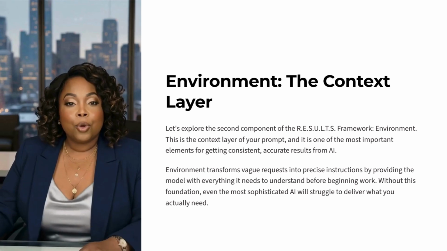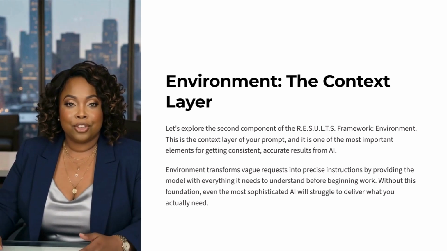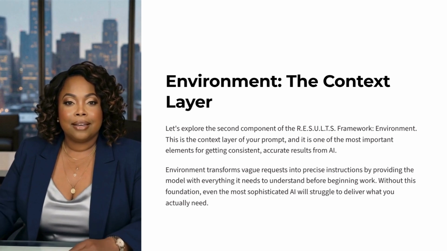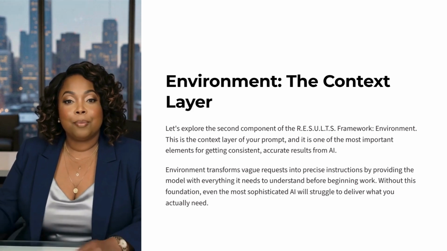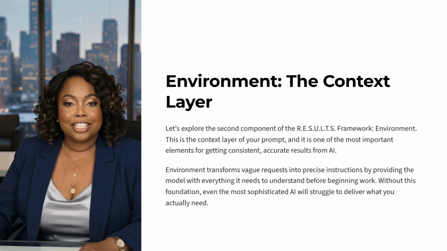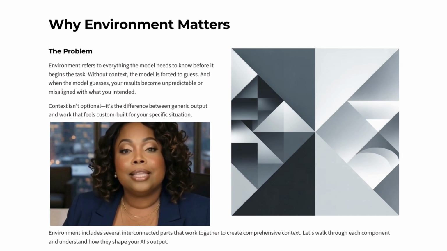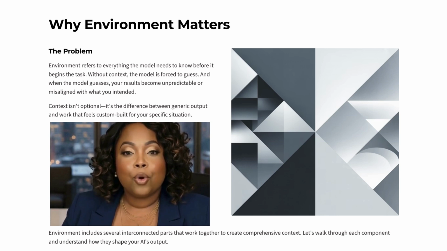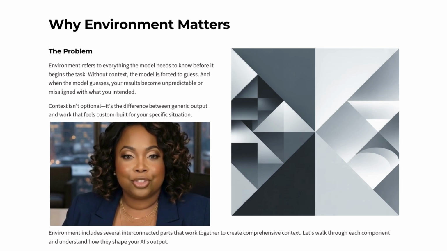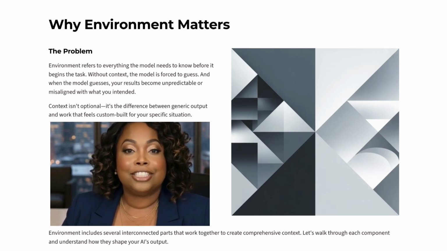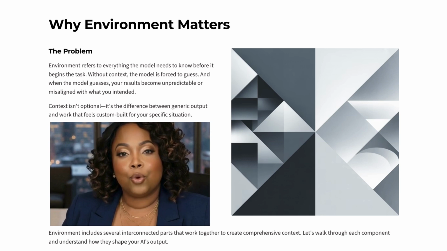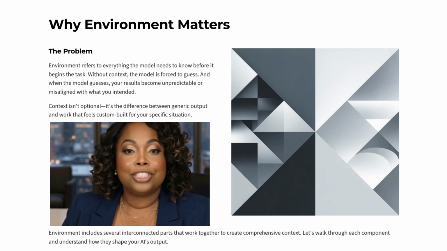In this lesson, we will explore the second component of the results framework: environment. This is the context layer of your prompt, and it is one of the most important elements for getting consistent, accurate results from AI. Environment refers to everything the model needs to know before it begins the task. Without context, the model is forced to guess, and when the model guesses, your results become unpredictable or misaligned with what you intended. Environment includes several parts.